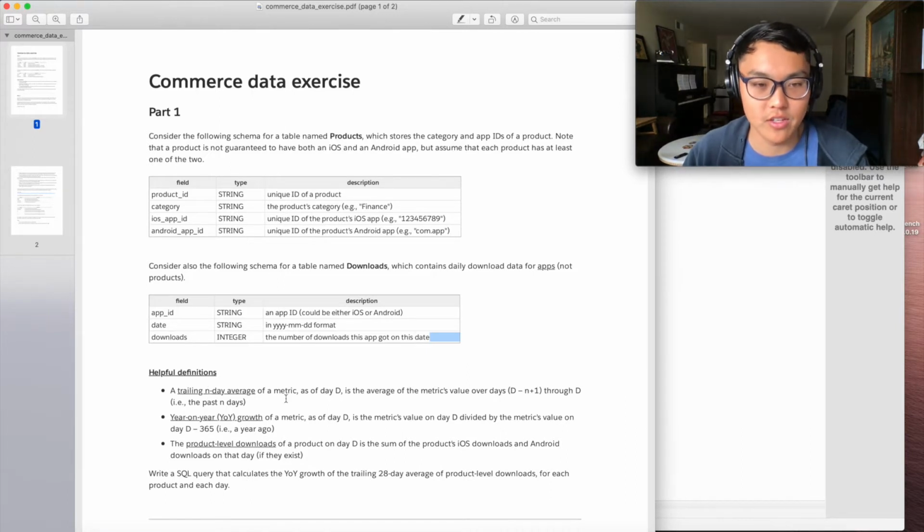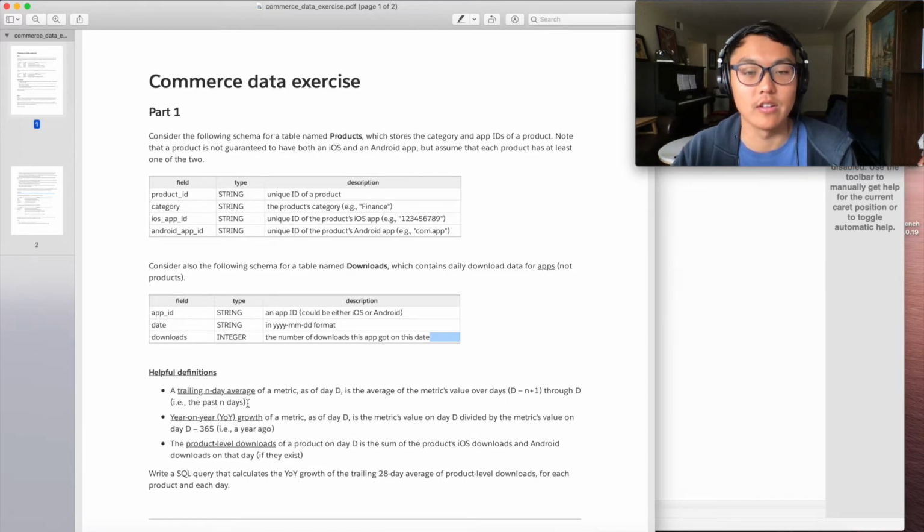Trailing n-day average as of day D is the average of the metric's value over D minus n plus 1 days. So basically, we can think of this as a moving average, right? So the past 28 days, average that value, and then that will be the value for that current day. So if we're looking at something like January 31st, then the trailing 28-day average would be the average number of downloads from January 3rd to January 31st.